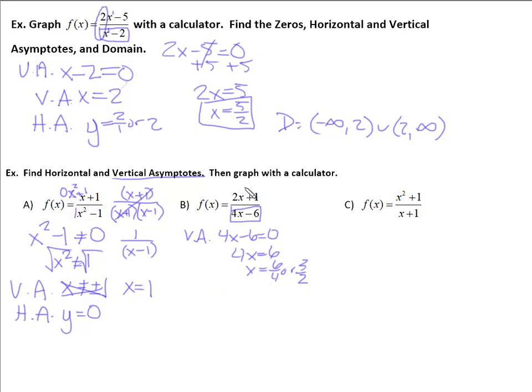For my horizontal asymptote, we're going to look at the degree of the top and bottom, and they are the same. And remember, when they're the same, we do the ratio of the leading coefficients. And this time there wasn't anything to factor out or cancel. So my leading coefficients are 2 over 4 or 1/2. So y equals 1/2, we should have our horizontal asymptote.